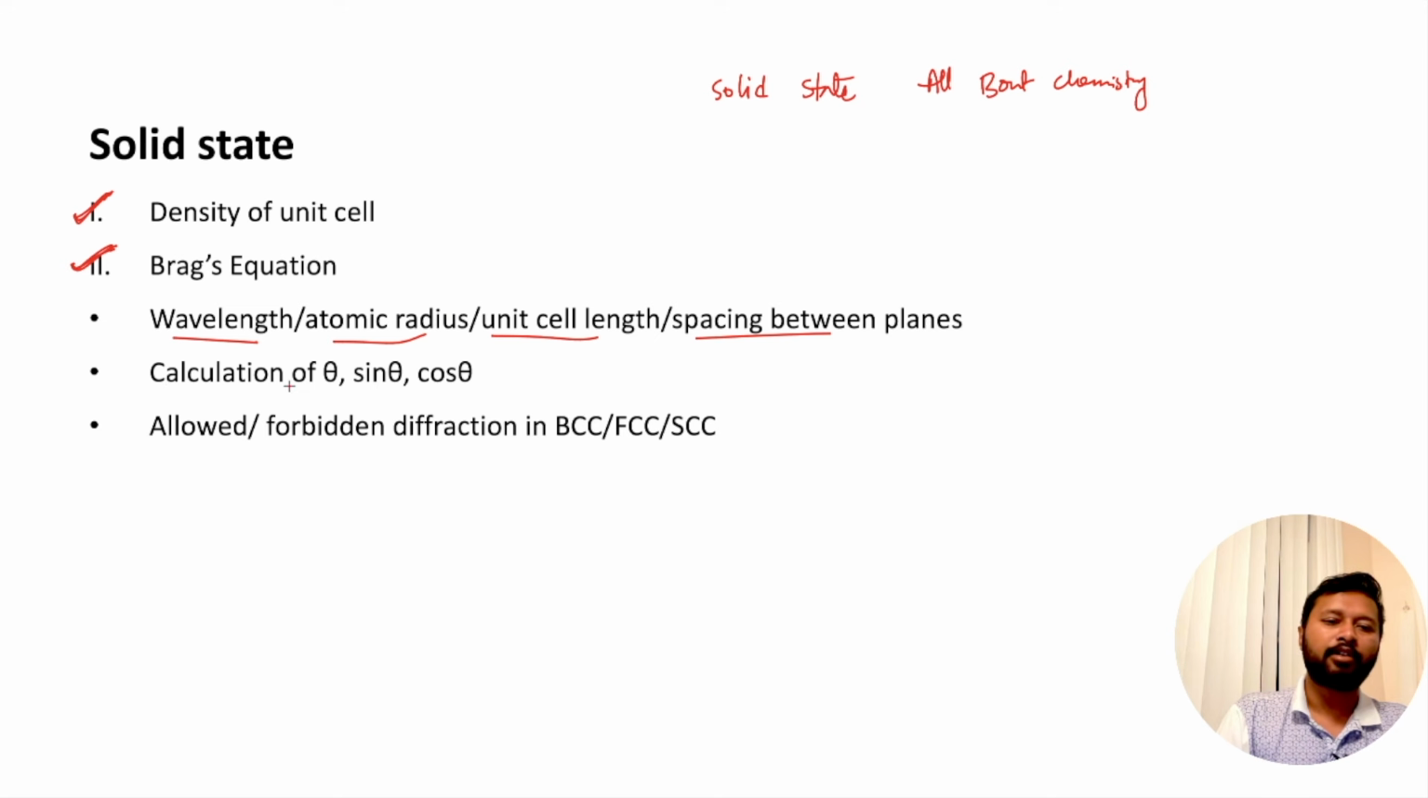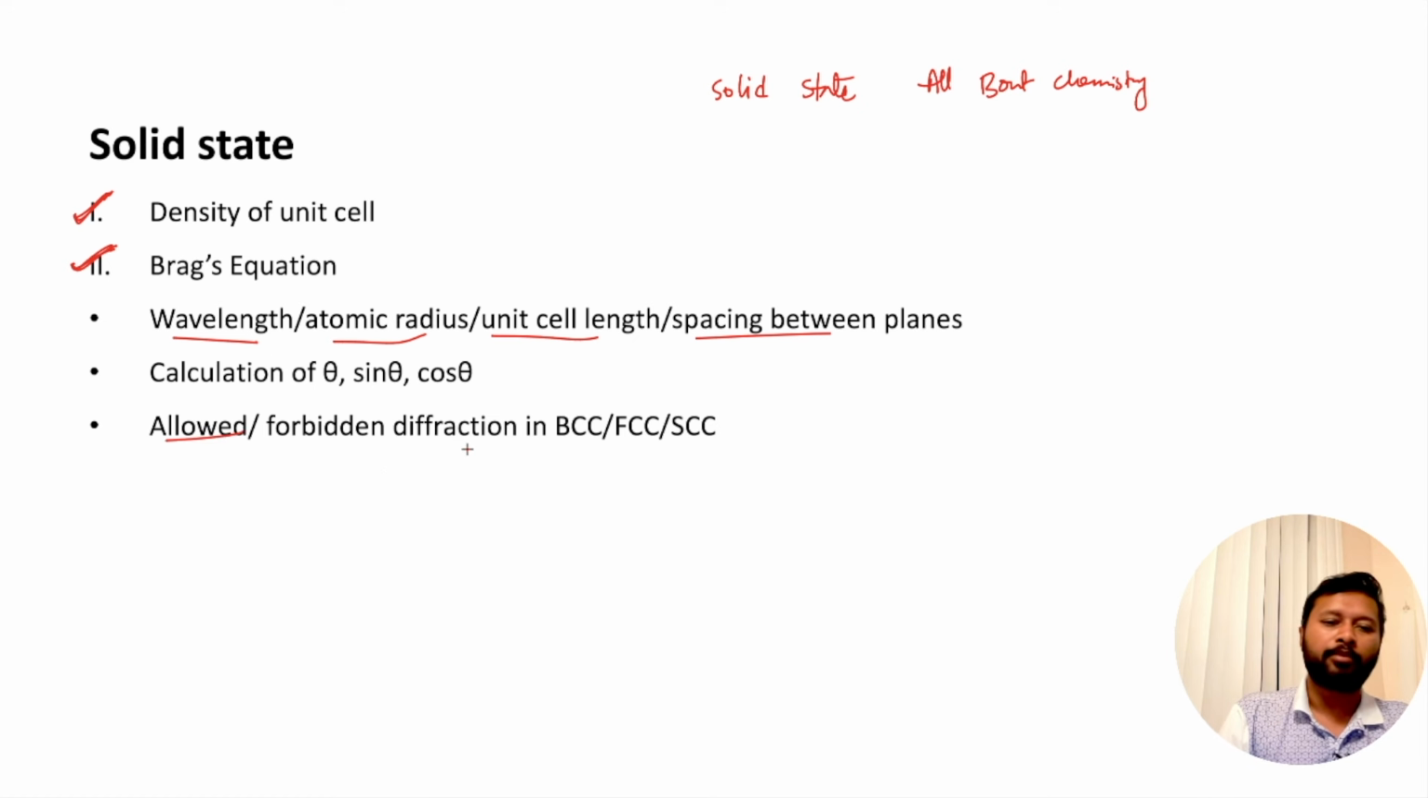Then the calculation of angle between the two planes, then sine theta, cos theta. Basically, sine theta and cos theta you don't calculate directly. In the Bragg's equation you get that sine theta equation. Then when you see the angle between the planes, there you get the cos theta equation. So you should be aware of how to solve those questions.